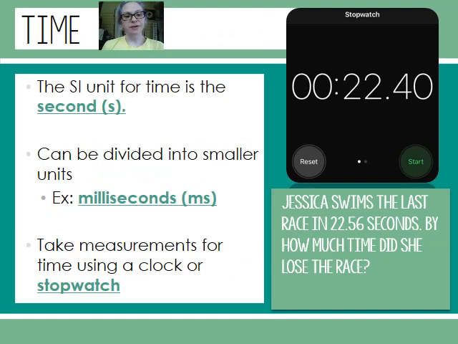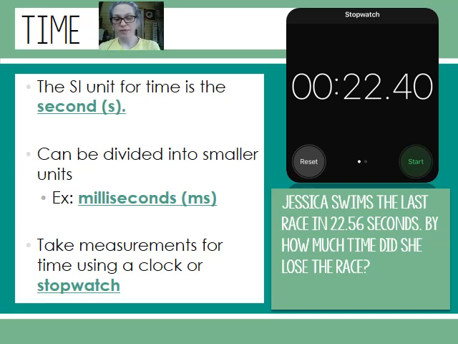You may not think about it, but time has an SI unit as well, and it's seconds. We can divide that into smaller units, which is milliseconds, and we use a stopwatch or a clock. You can use cell phones to record time, but in class, we're going to use seconds.